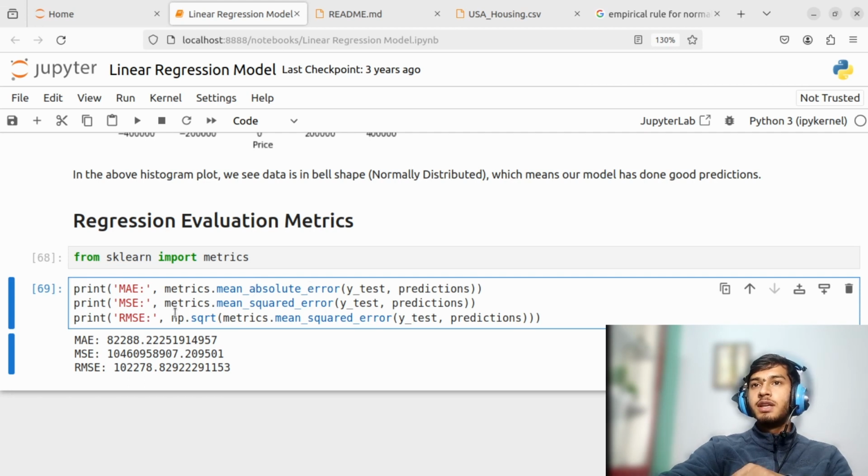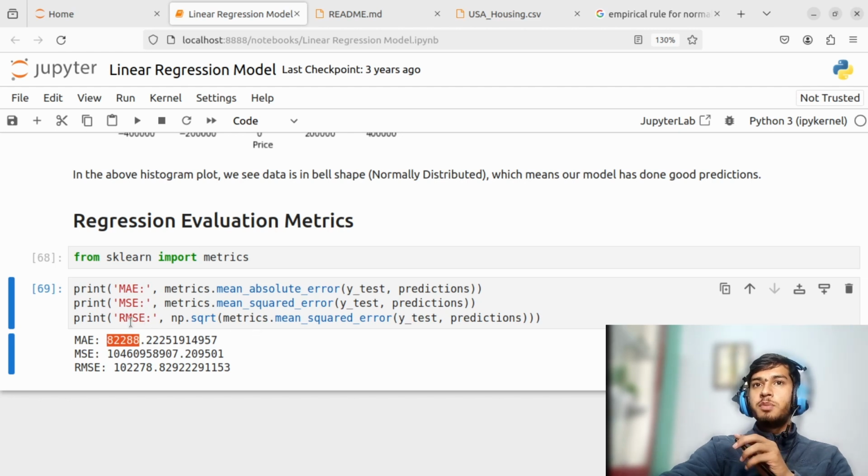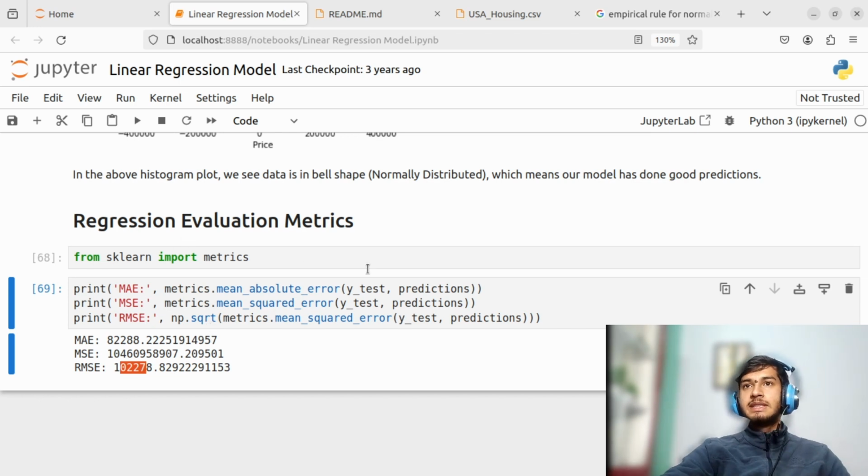So that's why you would be seeing that this value is on a lower scale and this value is on a higher scale, because this is the squared value and this is the absolute value. Got it? And this is your root mean squared error. If you find the root of this, you will get this value. So these are basically your metrics for evaluating how accurate your model is.